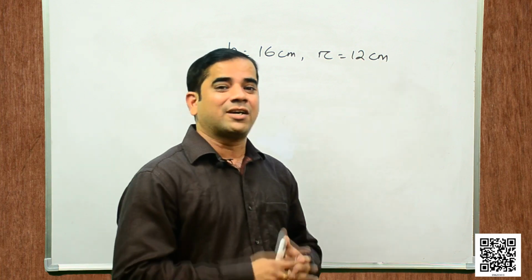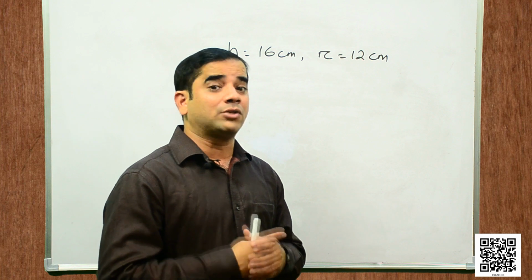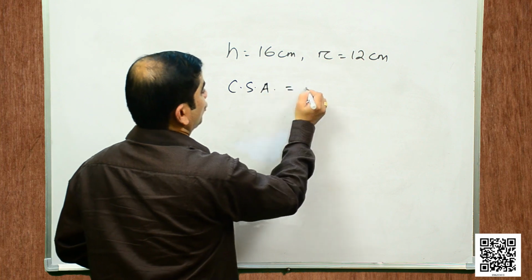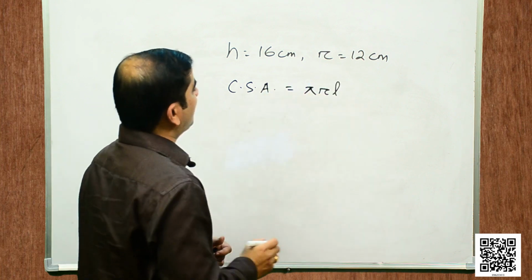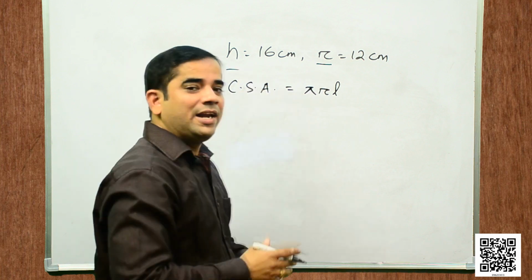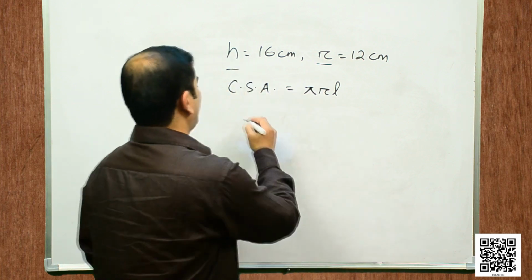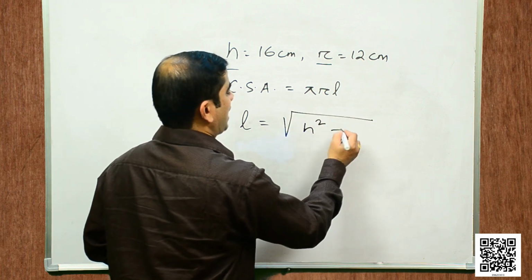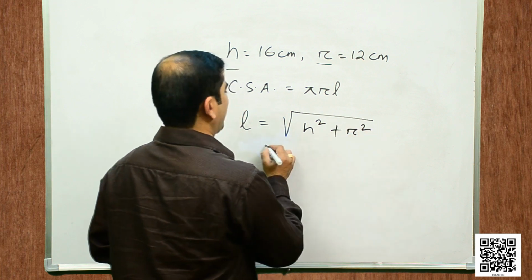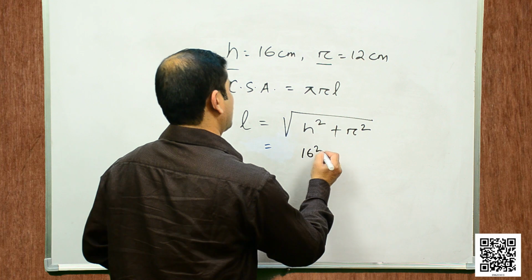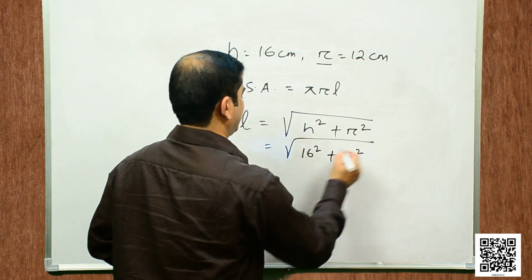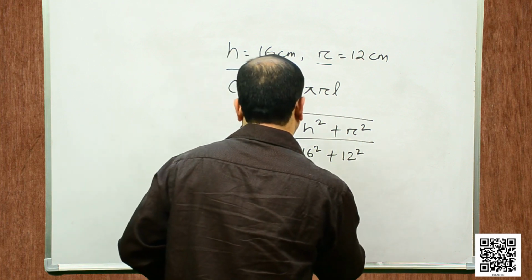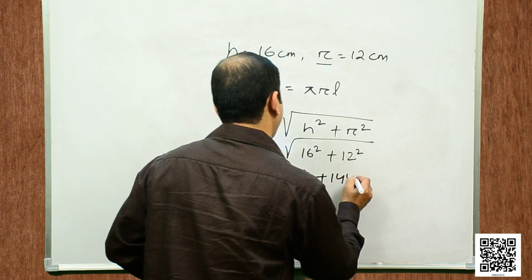Students, to find the curved surface area, we need to know the slant height, because curved surface area is equal to pi r L. Here we have r and h, so let us find L. What do we know about L? L is equal to square root of h square plus r square. So it is 16 square plus 12 square, that is 256 plus 144.